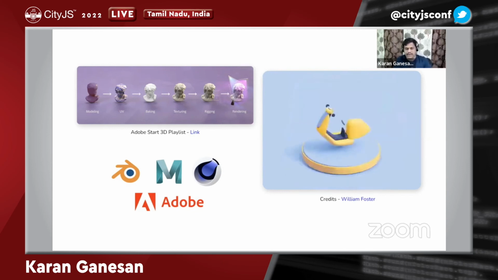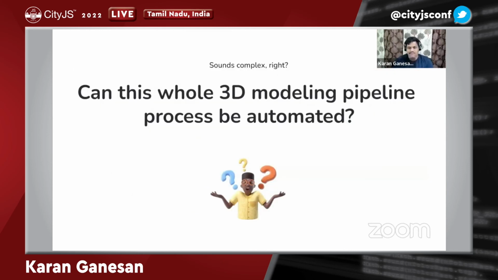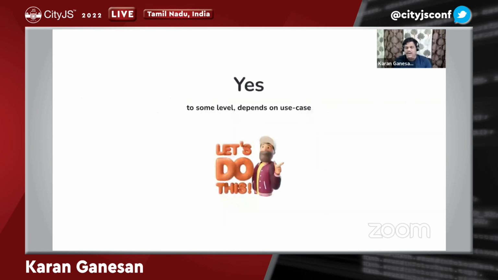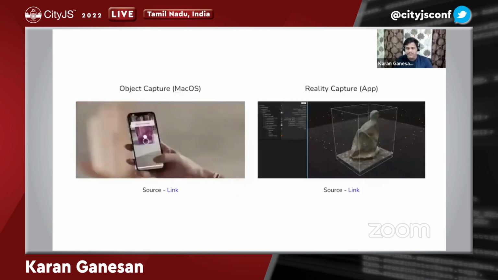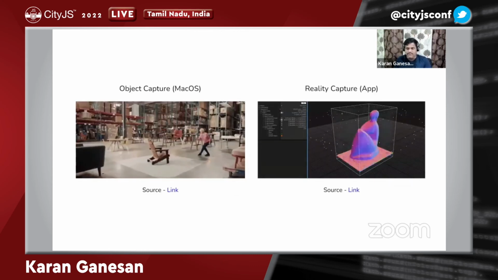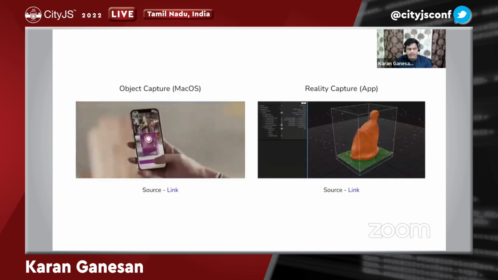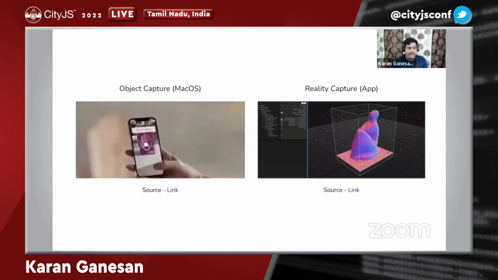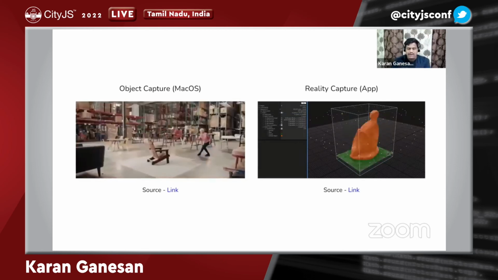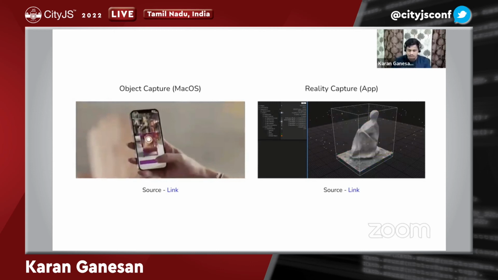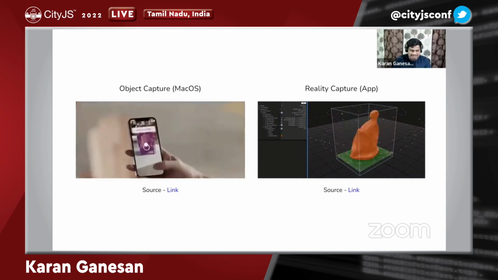And you might wonder, these things are pretty complex. Can this whole 3D modeling pipeline be automated or not? The answer is yes, to some level, but it depends on the use cases that you're trying to do. There is this technology called photogrammetry. It's a process where you take a bunch of images and let the AI do its magic, and you get a high poly 3D model out of it. That's as simple as it is.